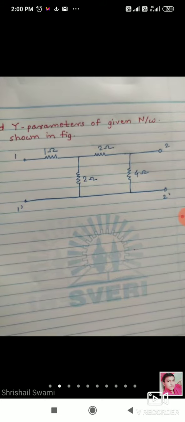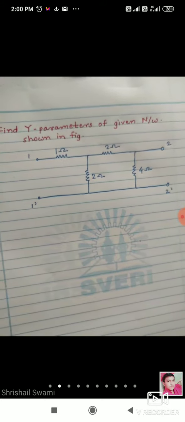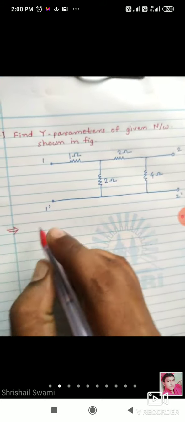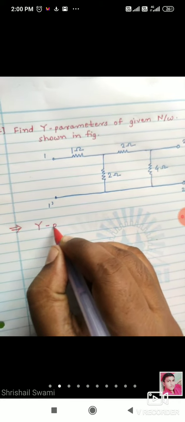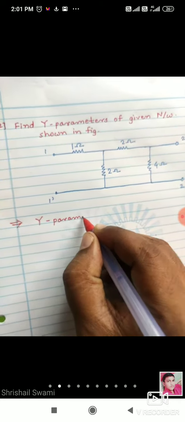Now this will be the network. Note down, everyone. So after that we can start now. So Y parameters we are finding. So first of all, write the equations of Y parameters.